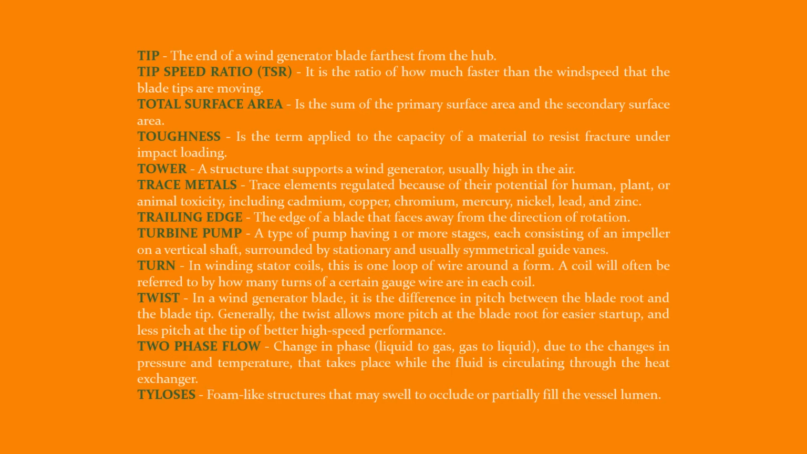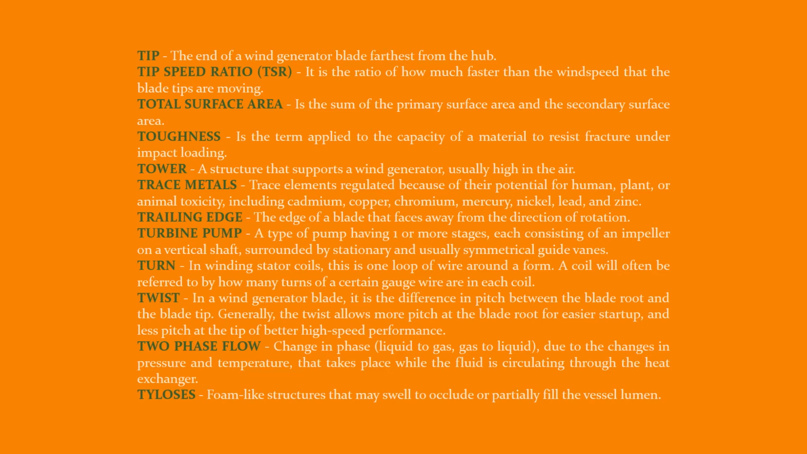Twist: in a wind generator blade, it is the difference in pitch between the blade root and the blade tip. Generally, the twist allows more pitch at the blade root for easier startup, and less pitch at the tip for better high-speed performance. Two-phase flow: change in phase, liquid to gas, gas to liquid, due to the changes in pressure and temperature that take place while the fluid is circulating through the heat exchanger.